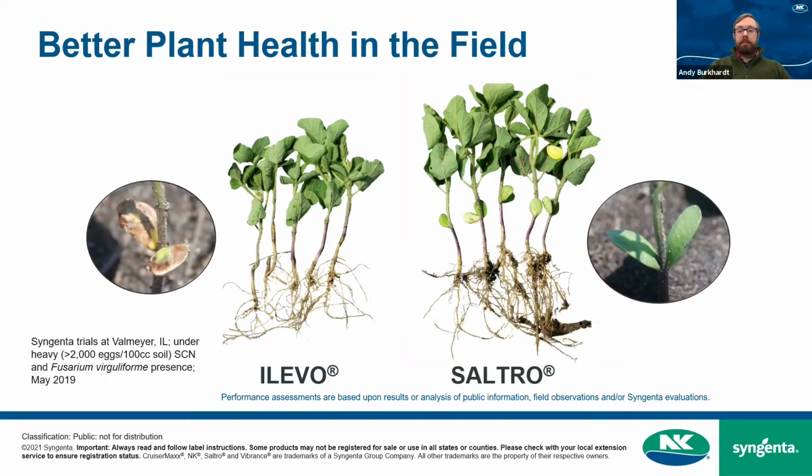So both were planted and sampled at the same time using the recommended rates of both chemistries, with the Saltro treatment being on average a full node ahead of the Alivo treatment. So next we'll review the small plot trial results.